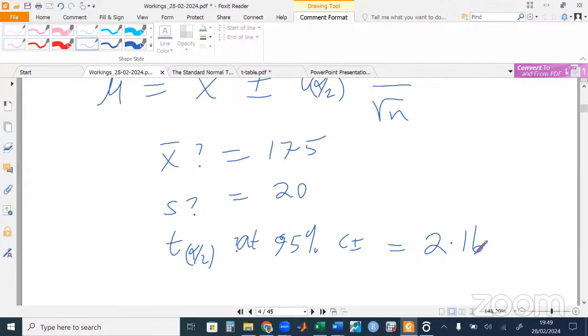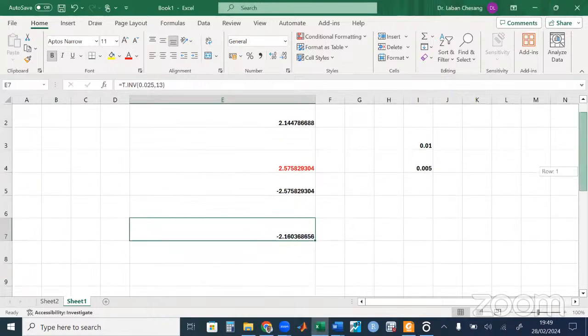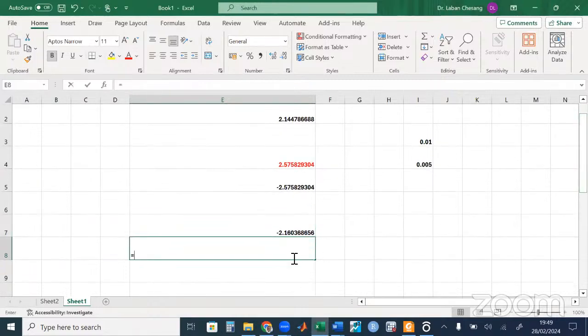I have a question here. Why is it that when you use a single tail on Excel, you get that, but when you use two tail, you get a different value? That's interesting. It should not. Let's try it. You must get the same answer. It's the same. I've used 0.05 and it gave me the same answer.